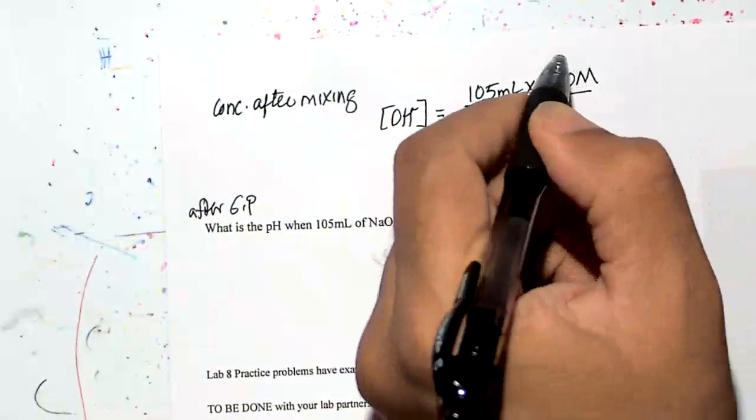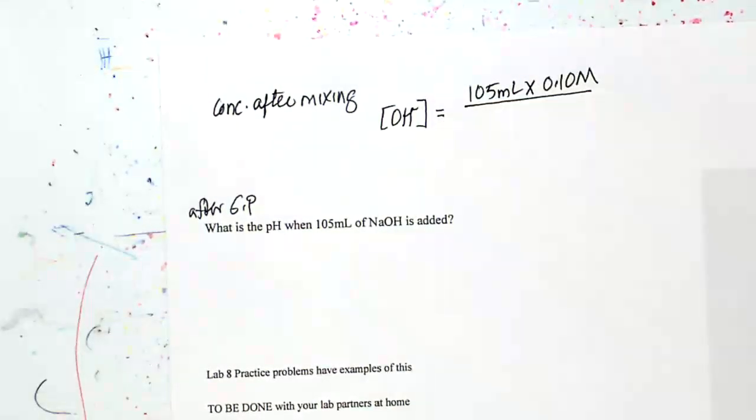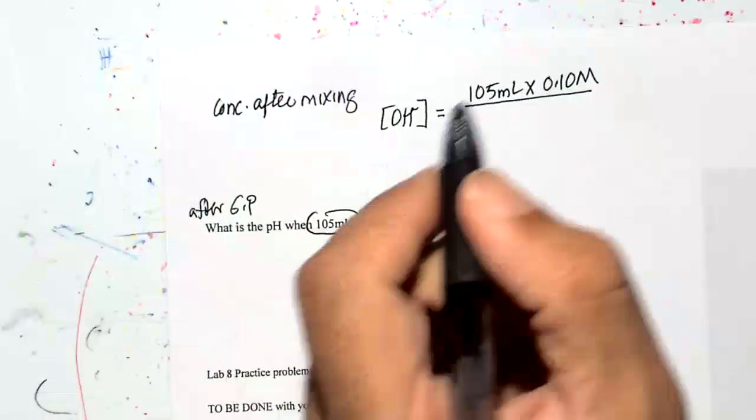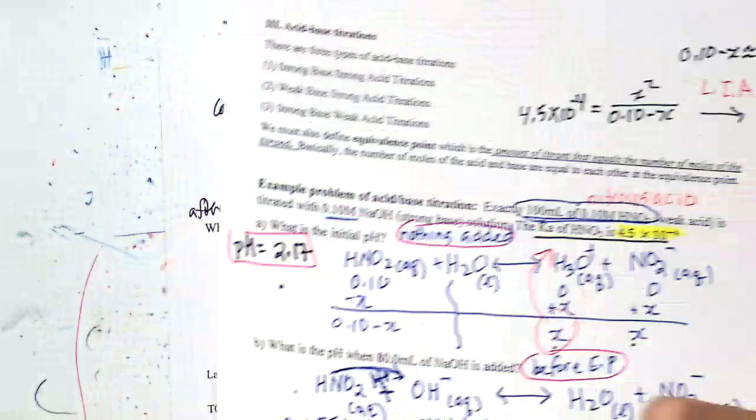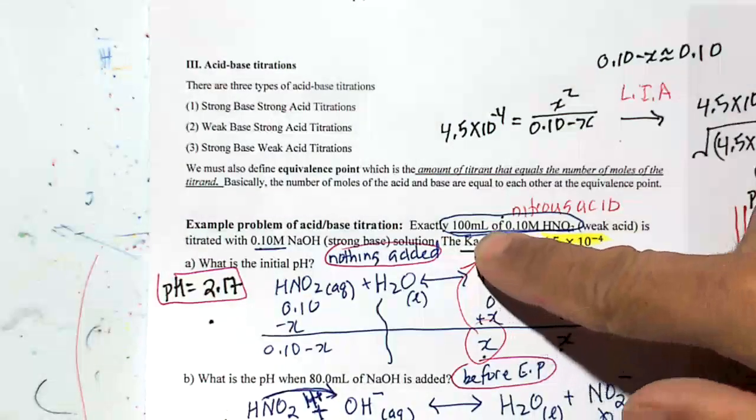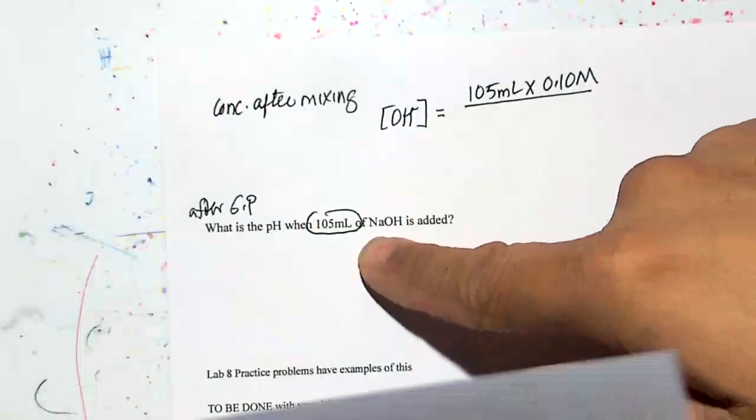What's our total volume? It's 105 added to 100 mLs of HNO2. So what's our total volume after we add 105? 205. The mLs cancel. So what is this on our calculator? I'm going to do this really quickly now. Divided by 205, I'm getting 0.0512 molar.